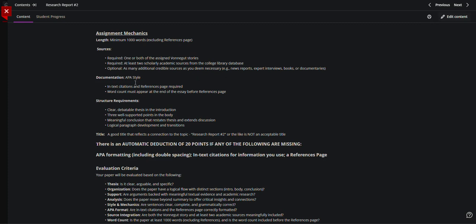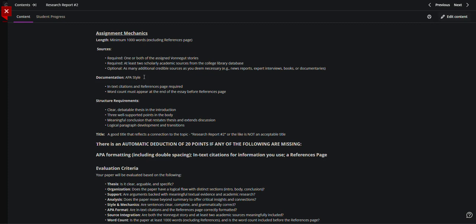This paper will be in APA style, which is slightly different than MLA. APA stands for American Psychological Association, whereas MLA stands for Modern Language Association. You are required to have in-text citations and a references page. If you have a references page, you will have in-text citations. And if you are using sources, you will have in-text citation. So these two things are not mutually exclusive.